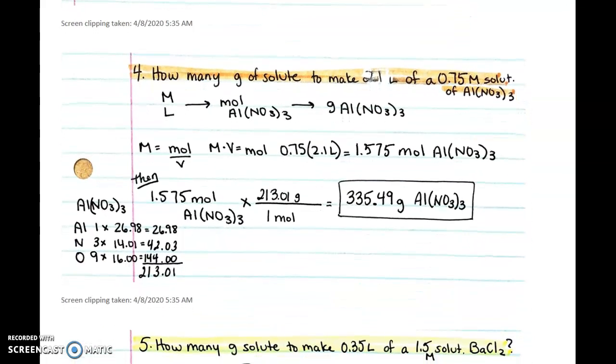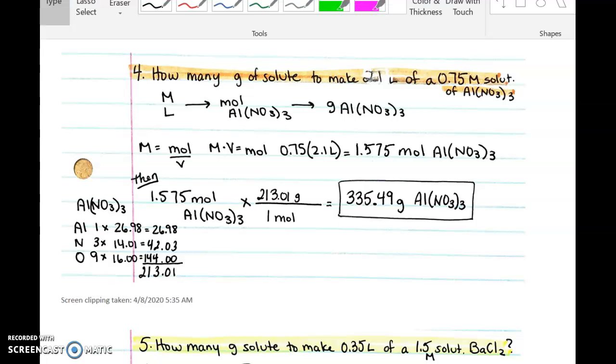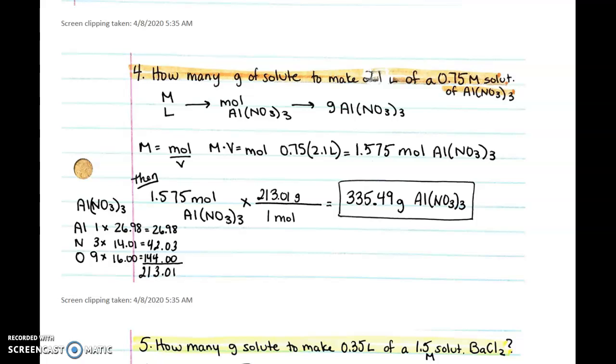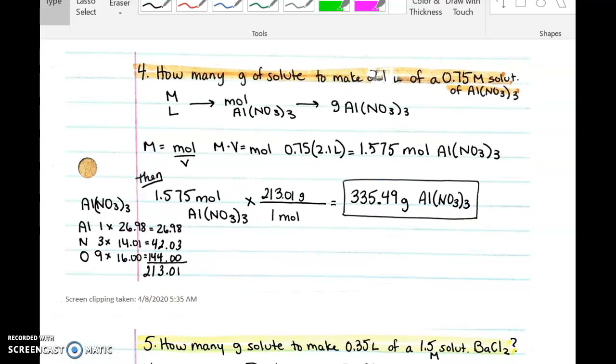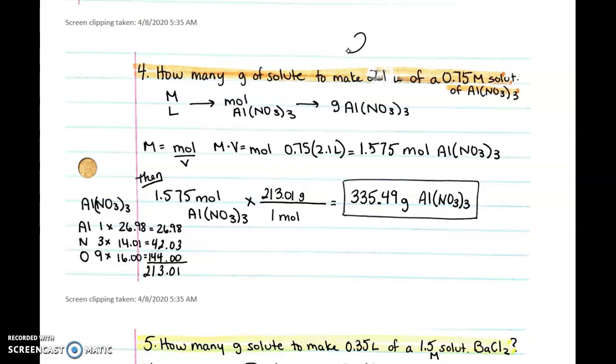Next one. Number 4. How many grams of solute make, and I am sorry about that because when I did this, I had some white out there. That is a 2.1. So let me just put this in here. This is 2.1, and this is liters.